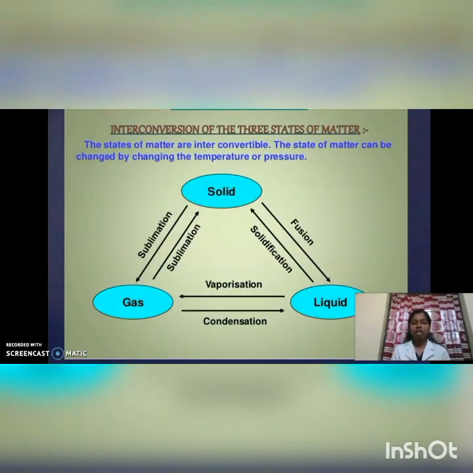So interconversion of states of matter occurs. Solid to liquid is melting, liquid to solid is the solidification process, liquid to gas is the vaporization process, and gas to liquid is the condensation process. And solid to gas and gas to solid is given by the sublimation process.